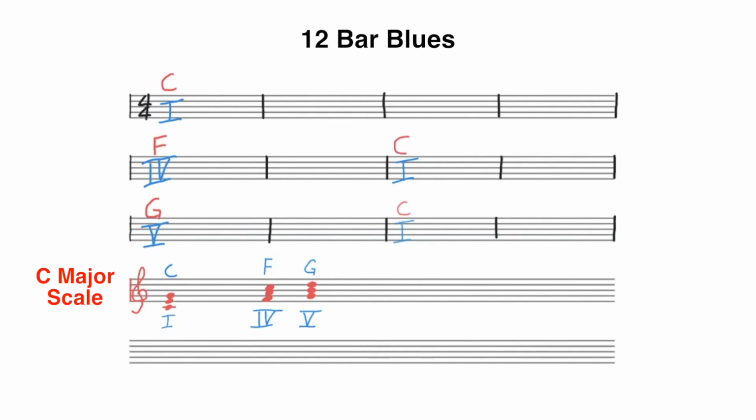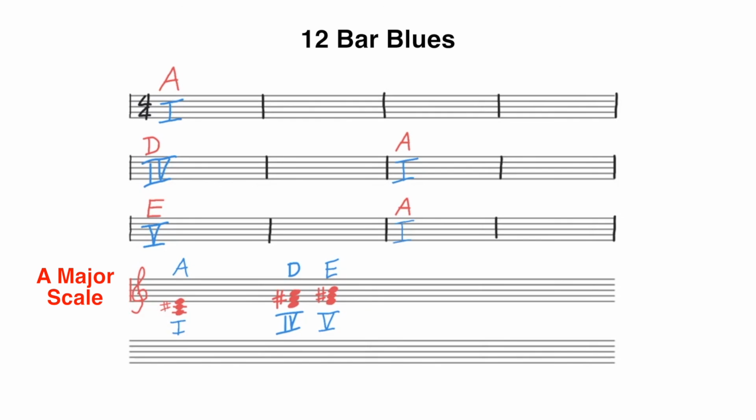Now we can take this concept and move it into any other major scale or major key. For example, here are the notes of the A major scale. We could build a chord on the 1st degree and we get the A chord, the 1 chord. On the 4th note, for the 4 chord, we get D, and on the 5th note we get the 5 chord, E. And here are those chords applied to the 12-bar blues.